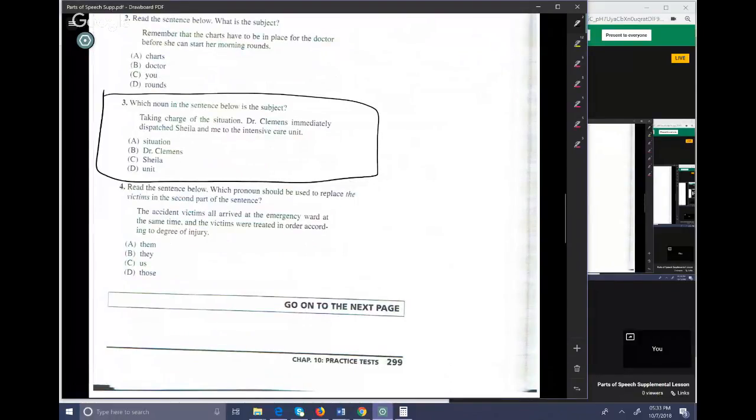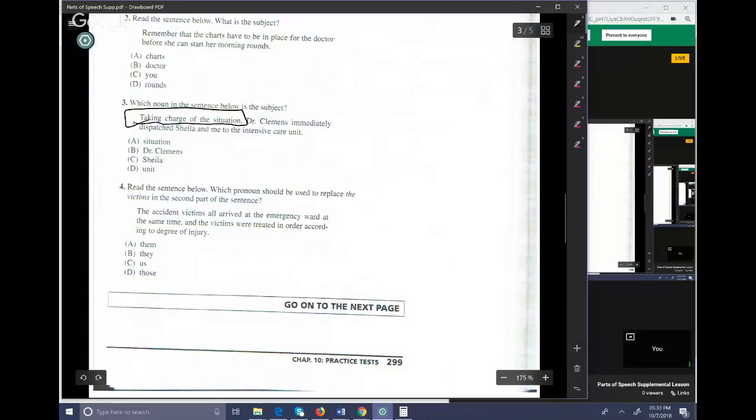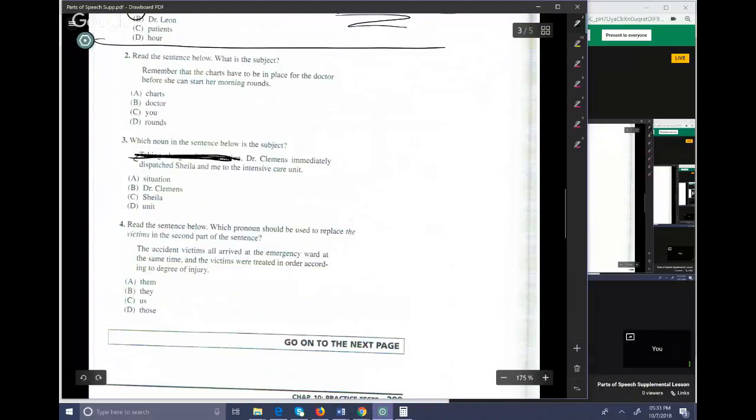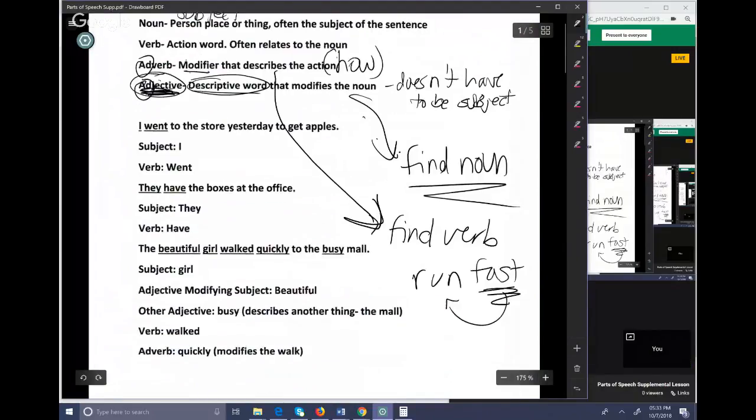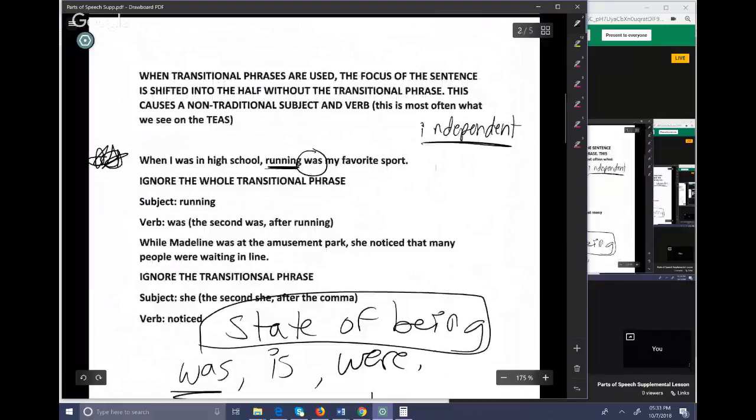Again, number 3 has something that we have talked about already, which is what happens when the first part of the sentence is an introductory transition type of thing. Taking charge of the situation, comma. This is irrelevant to our sentence. It's irrelevant to our subject and our verb. It's just like that example that we've looked at previously where it says, where is it at? There it is. When I was in high school, we don't care about that. This is the actual sentence.